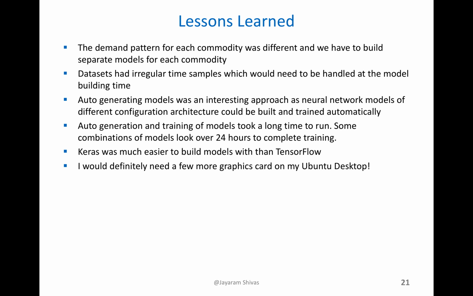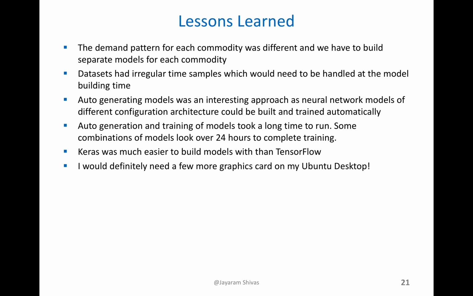The lessons learned is the demand pattern for each commodity was different, and we have to build separate models for each commodity. Like we saw, the data set had irregular time samples with a lot of gaps, and we had to handle that before model building time. Auto-generating models was an interesting approach, as neural network models of different configuration architectures could be built and trained automatically.